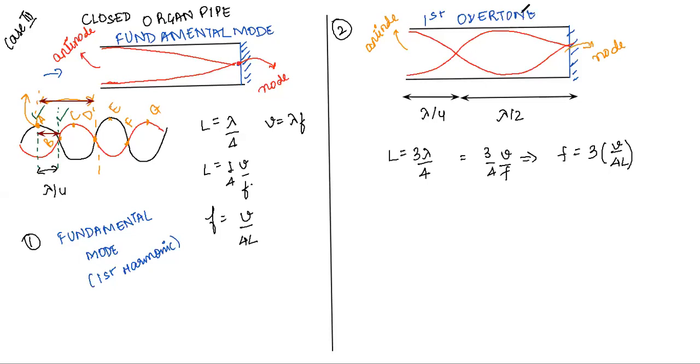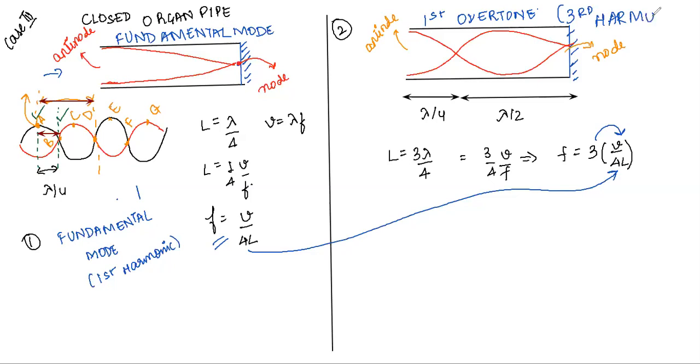Now, what kind of harmonic should we call this? Atul, tell me. Third harmonic. Why third harmonic? Because the multiple of v by 4L is 3 in this case. The frequency for the first overtone is 3 times the frequency in fundamental mode or first harmonic. So when the frequency is 3 times the first harmonic, we will call this the third harmonic.